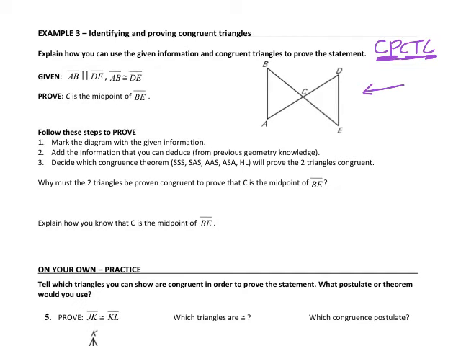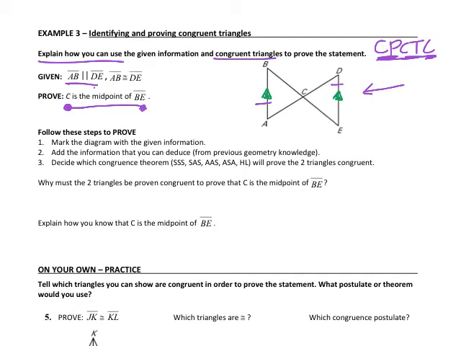So here the question is, explain how you can use the given information and congruent triangles to prove the statement. So we need to prove that C is the midpoint of BE. Well, it would only be the midpoint of BE if side BC is congruent to side CE. Alright, so let's go ahead and take a look at what we've been given, and let's mark that on the diagram. It says that side AB is parallel to side DE. So I'm going to go ahead and mark a little triangle on this side and a little triangle on this side. And then it says that AB is congruent to DE.